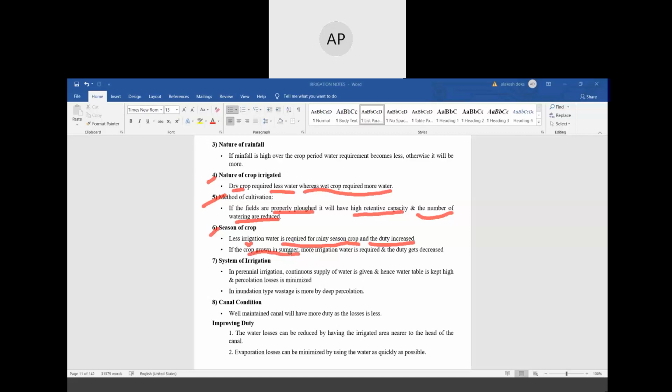if the crop is grown in summer, more irrigation water is required and the duty gets decreased.